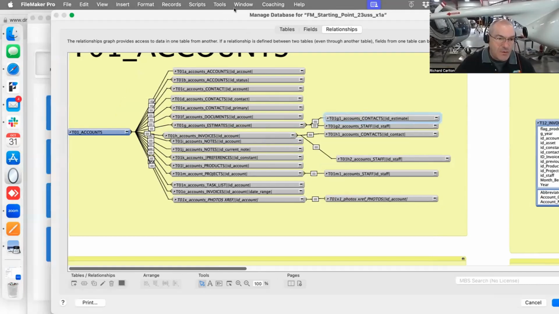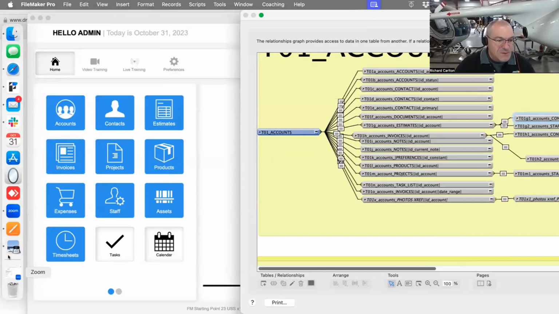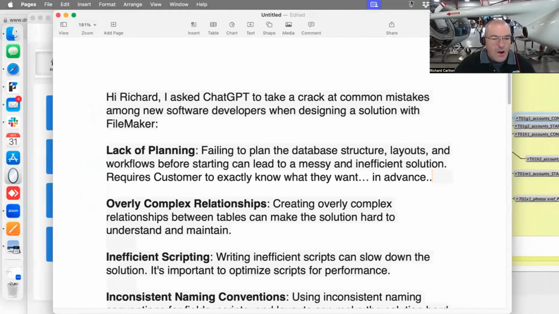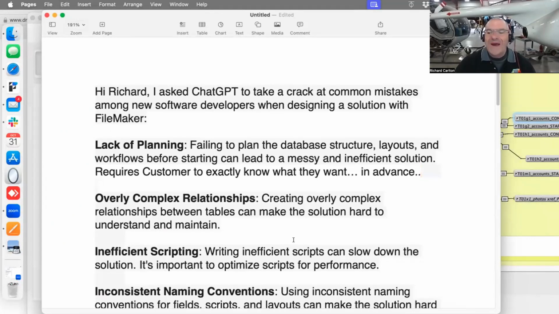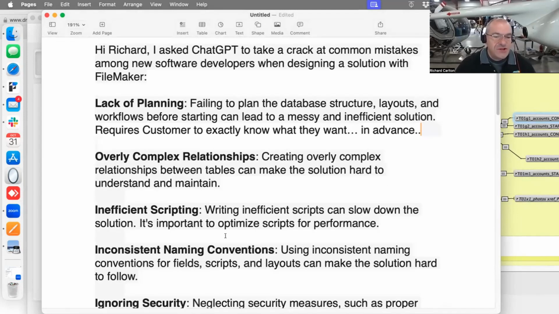So this topic right here, ChatGPT got a good one. This says overly complex relationships, when instead you should write a little bit of code to do it. It saves performance. It saves on your mental brain cycles. You'll live longer, I think. Okay. Inefficient scripting. Writing inefficient scripts can slow down the solution.